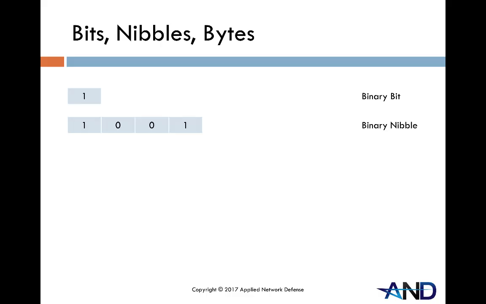In this case, we have 4 positions here. In this case, 2 of those, the first one and the last one, are on, and the 2 middle ones are off. So 1, 0, 0, 1 is our binary nibble.